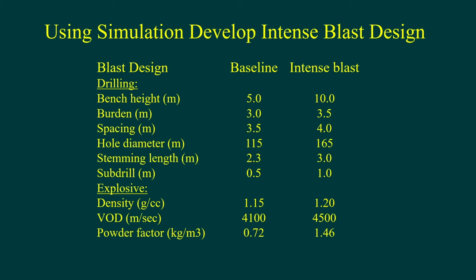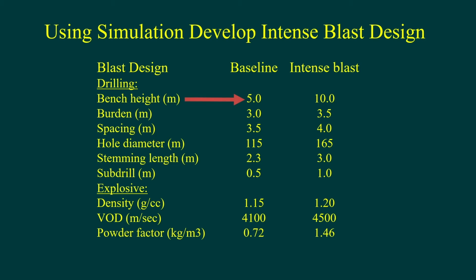And if you see in this table, you can see what the baseline drill and blast design was and the explosive, and you can see next to it the intense blast as to what they proposed to go to. Now you can see here one of the biggest changes is that they went from a baseline of 115 millimeters hole diameter to 165. And that is the principal way they looked at increasing the powder factor. And you can see here they increased the powder factor from 0.72 up to 1.46. They also chose an explosive with a higher VOD. And if you remember what I said, higher VOD gives you more shock energy. They also increased the bench height.